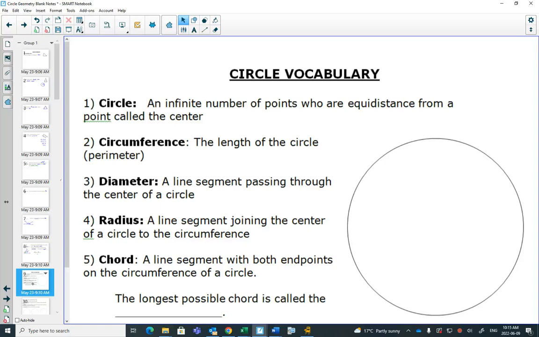for a circle. Okay? What is a circle? It is an infinite amount of points, all the same distance, which is the radius, from a center point. Okay. So draw a center point. That makes a circle. The circumference is the perimeter or the length of a circle. It's on your formula sheet, and we can add this in, that your circumference is 2 pi r. Okay?